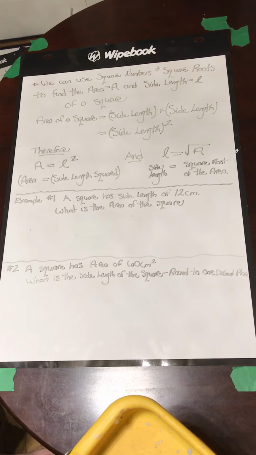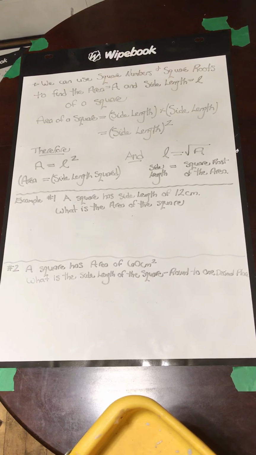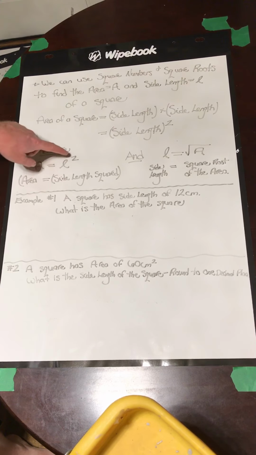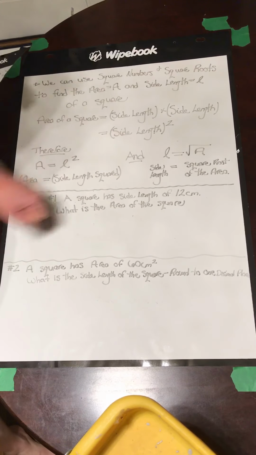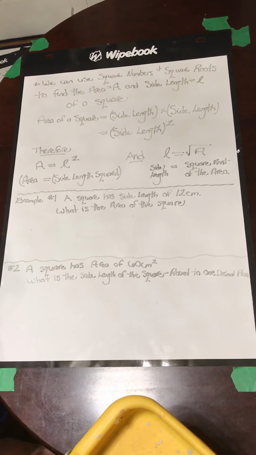We can use square numbers and square roots to find the area, which equals A, and the side length, which equals L, of a square. The area of a square equals side length times side length, or side length squared. Therefore, A is equal to L squared, or the area is equal to side length squared. And L is equal to the square root of A, or side length is equal to the square root of the area.